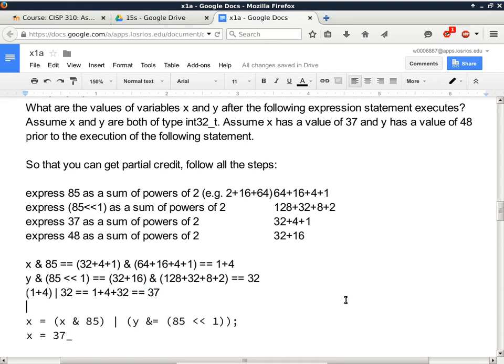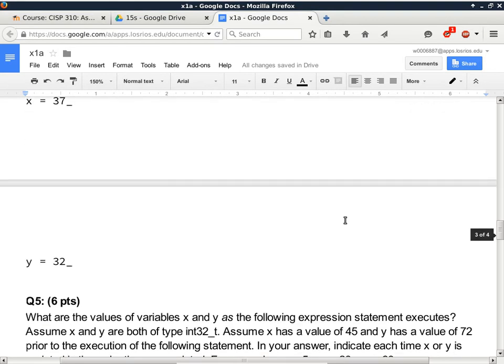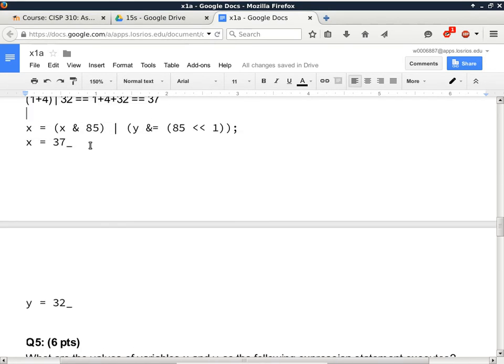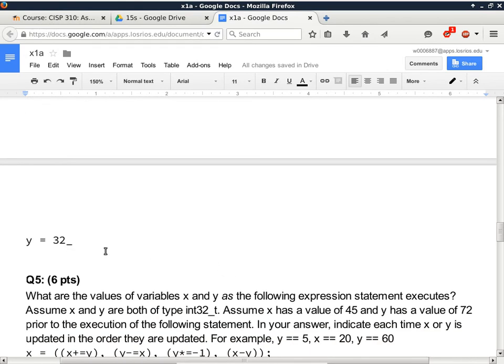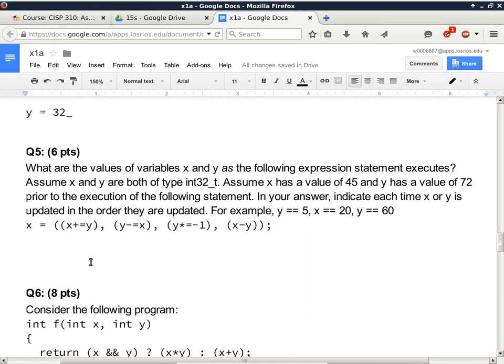Good job. But it does take a little bit of time to get to it because there are multiple steps, and that's why this question has 10 points, because there are many more steps involved in this particular question. All right, moving on. And okay, 37 is in X and 32 is in Y. All right, question number 5.